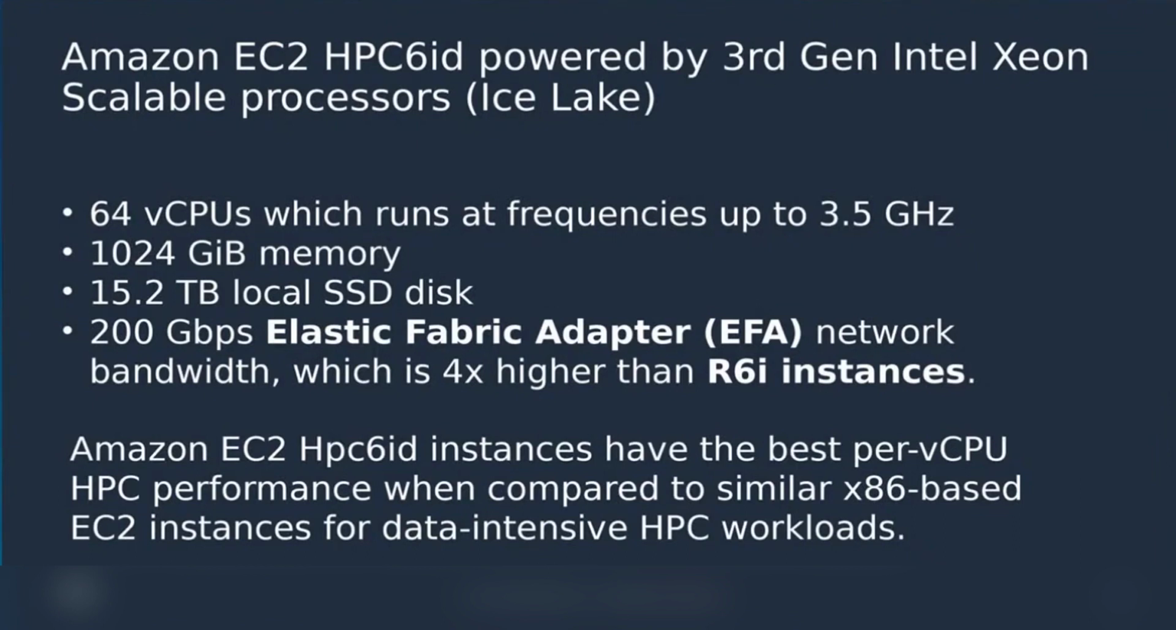So these instances are available in a single availability zone, enabling workloads to achieve the low latency network performance necessary for tightly coupled node-to-node communication for HPC applications. These instances are built on the AWS Nitro System, providing 200 gigabit per second for low latency inter-node communication.